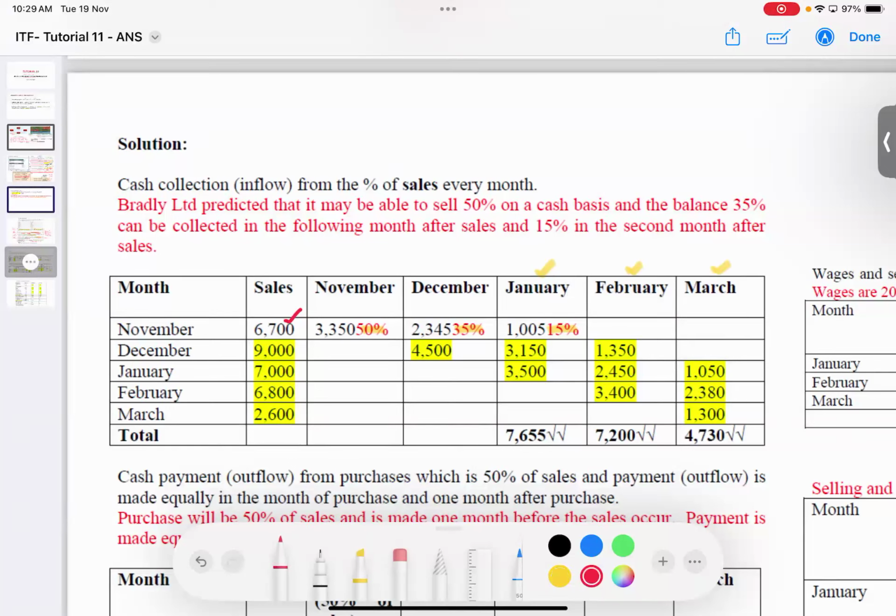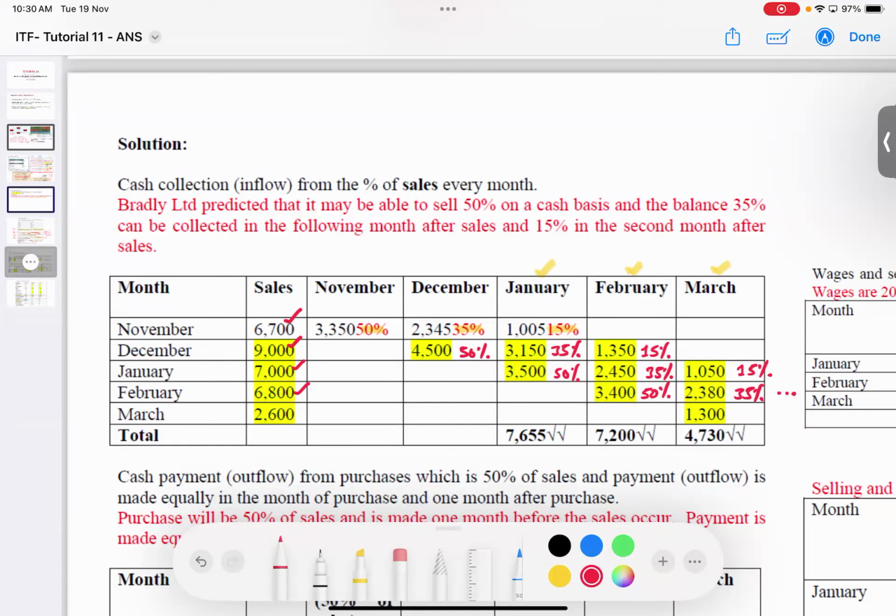Same thing. For example, December, you make 9,000 sales. You receive 50% in December, 35% in January, and 15% in February. Same thing in January, you make total sales of 7,000. 50% you receive in January, 35% in February, and 15% in March. February, you make 6,008, so you receive 50% first, followed by 35%, and then the other 15%. But that one you can ignore already.